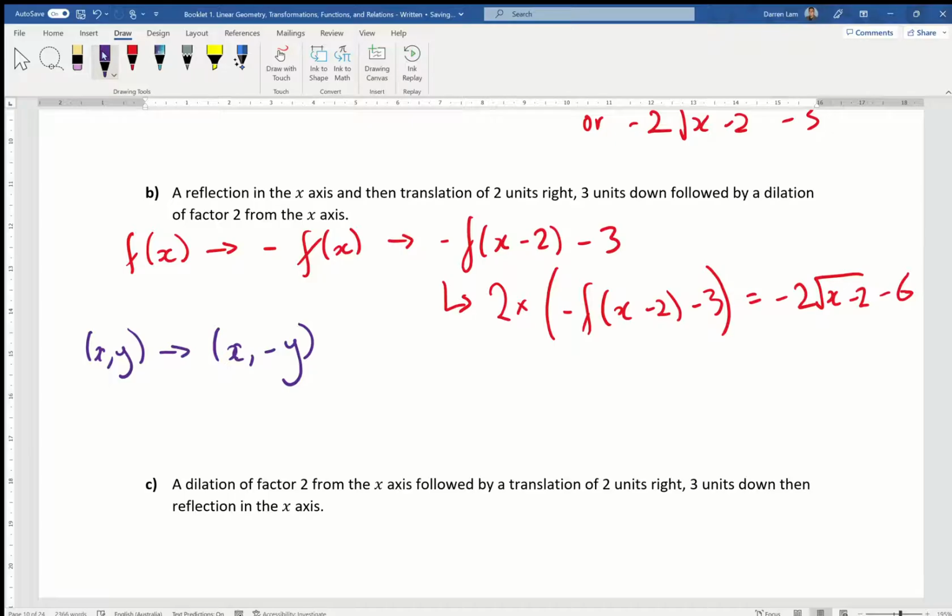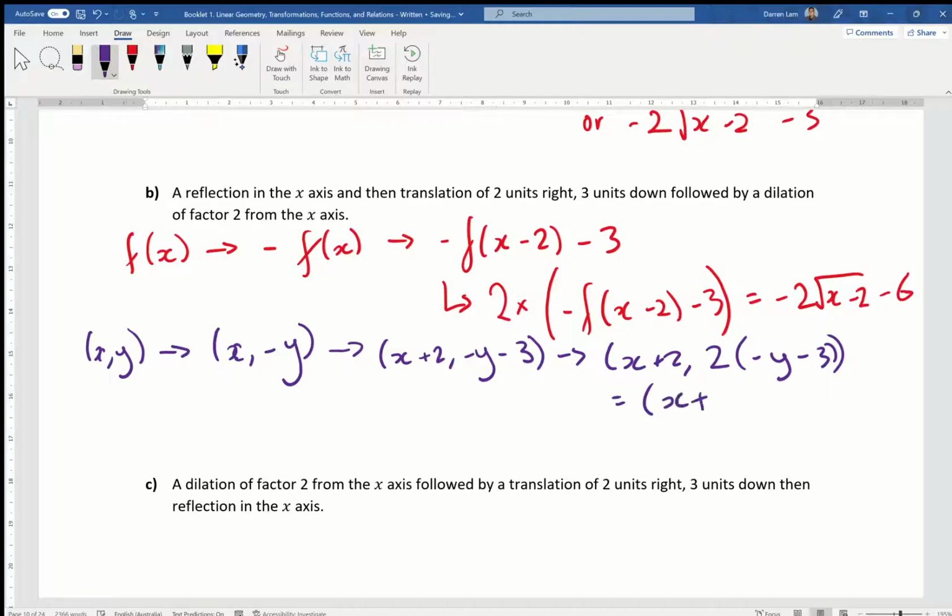Now that maps towards x plus 2, negative y, minus 3. Oops, minus 3. And then we apply dilation, and that becomes bracket x plus 2, comma, sorry, 2 times negative y minus 3. Note that the dilation comes last, so we multiply everything in the y ordinate. Or in other words, that becomes x plus 2, comma, negative 2y minus 6.